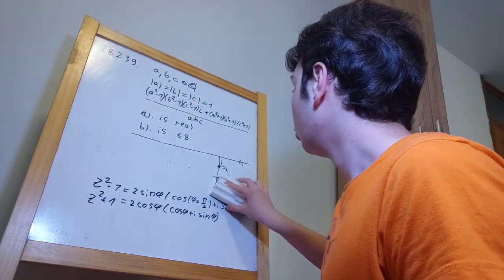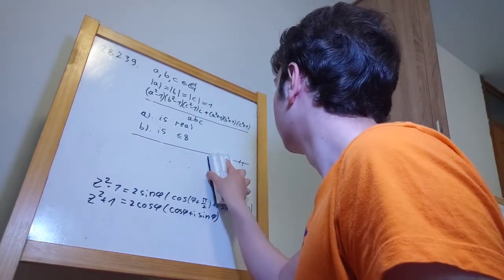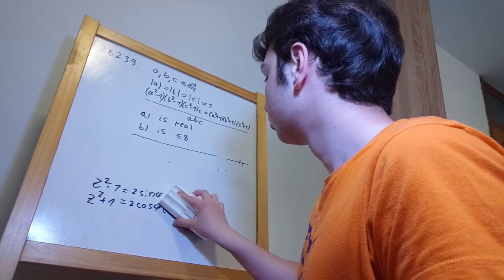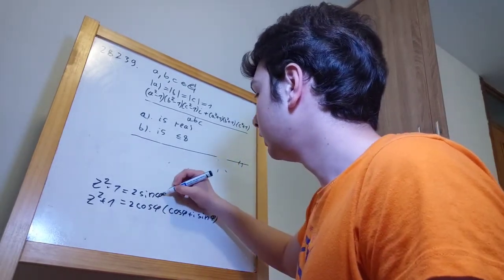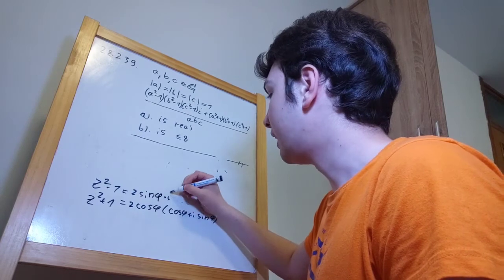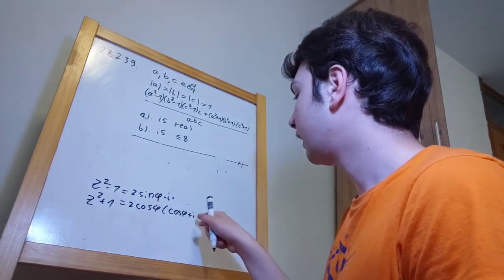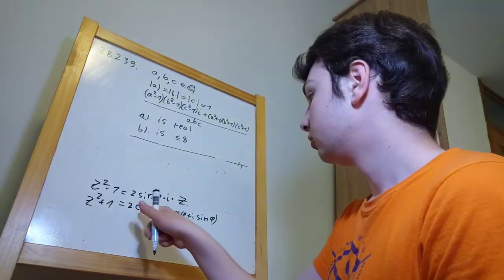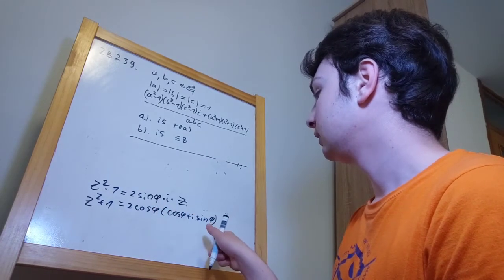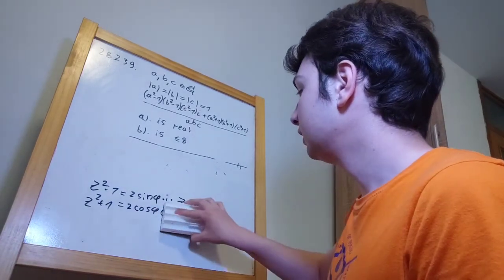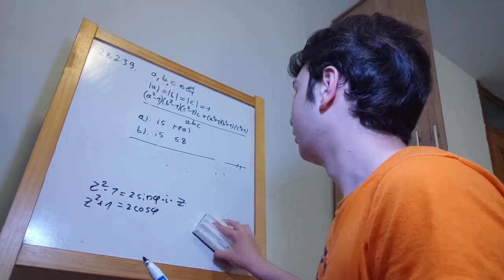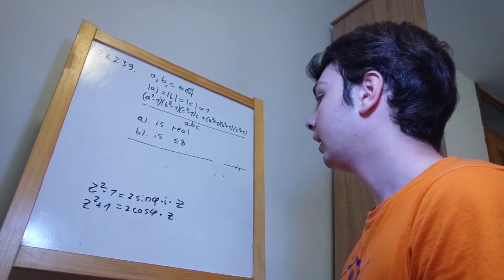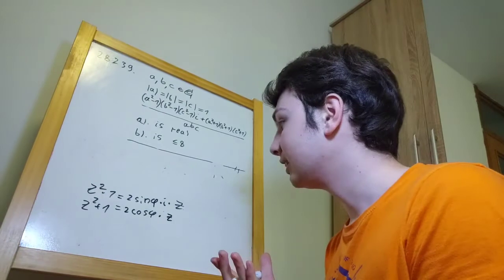So we rewrite this. It's 2 sine of phi times I times cosine of phi plus I sine of phi. That is, yes, you guessed it, z. And now 2 cosine of phi times this, it's 2 cosine of phi times, you guessed it, z. So that's what we have. And now things become much more simple.